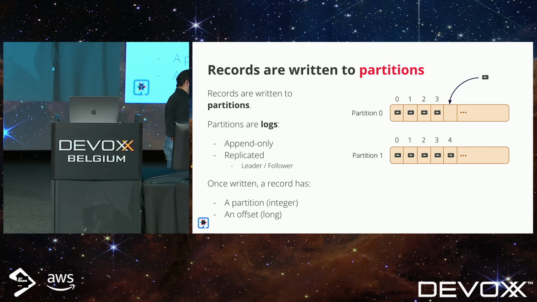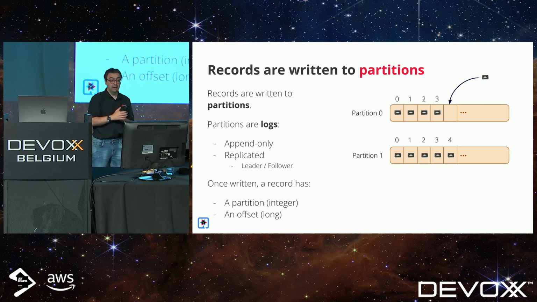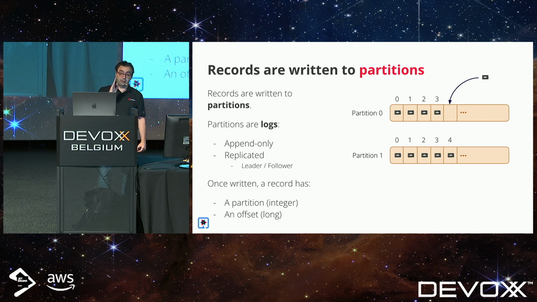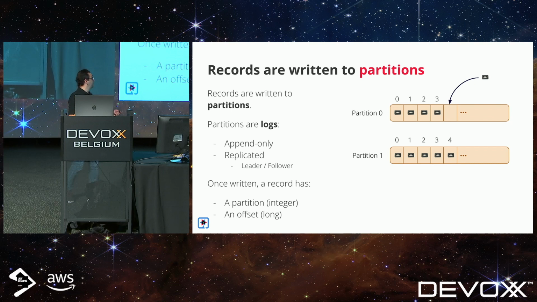Okay, fine. These records are written to partitions. While they target a topic, they are not written into a topic, they are written into a partition. Partitions are logs. So logs are append-only structures which will be replicated between your leader and your followers. Once written in a partition, your record has two more metadata. One is a partition, which is an integer starting from 0, 1, 2, 3, 4, 5, and so on. And an offset, which is a long. If you have the topic, the partition ID, and the offset, you can identify a specific record that has been written. The offset being, as we see on this picture, first offset zero is the first, then and so on and so on. And you always append like this.